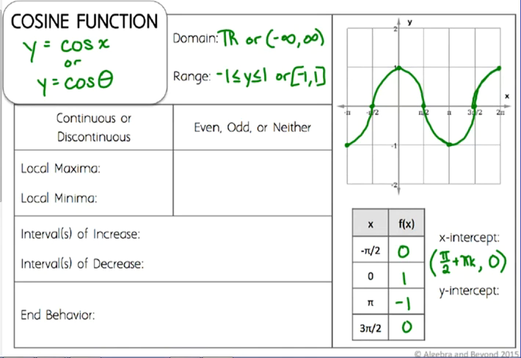What's our y-intercept? 0, 1, right? 0, 1 is our y-intercept. So we're not going through the origin here. We're hitting our maximum value for our y-intercept. We are, of course, continuous. We don't have any breaks. Our domain's from negative infinity to positive infinity, so we're continuous.